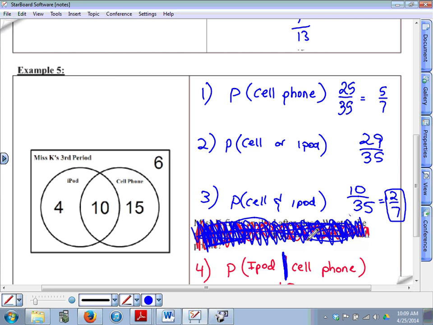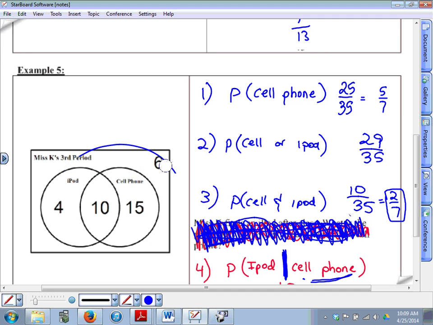I'm asking a different question than this. What's the chance that someone with an iPod is chosen given, that's what this vertical bar means, given that that person already has a cell phone? Now, remember what I said a few moments ago. The condition sets the sample space. So we're no longer choosing out of the entire class. We're choosing from this condition right here.